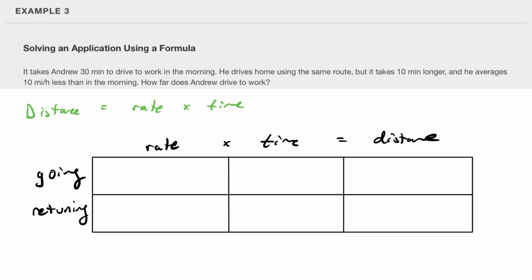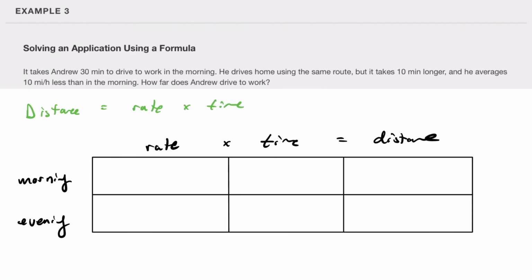So all we did was make a chart, and we're going to compare him going to work versus returning back home. It takes 30 minutes to drive to work in the morning, right? Or let's just do morning versus evening. I'm just being indecisive. I guess I'm sleepy. It's Monday. The morning versus the evening.